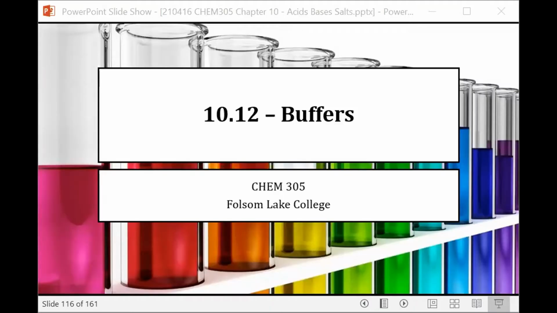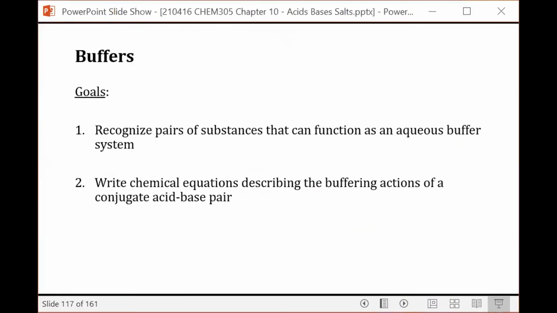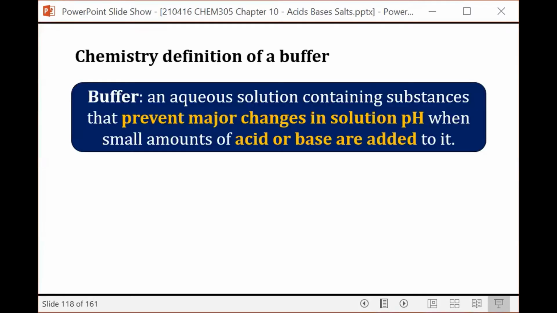Welcome back, everybody. This is section 10.12 on buffers. So in this section, we would like you to be able to recognize pairs of substances that can function as an aqueous buffer system, and then write chemical equations describing the buffering actions of a conjugate acid-base pair, a buffer system. So let's first define what a buffer is.